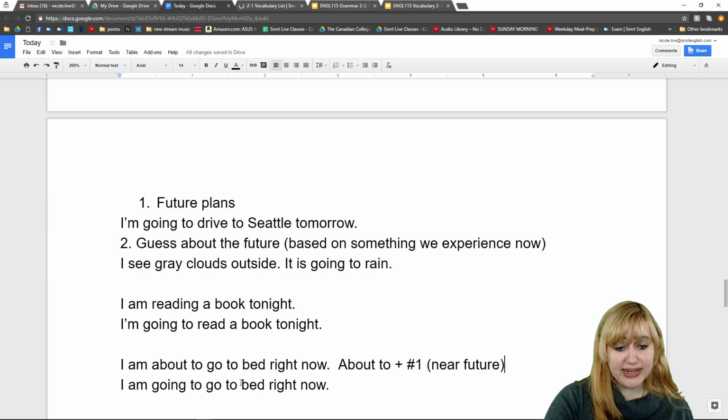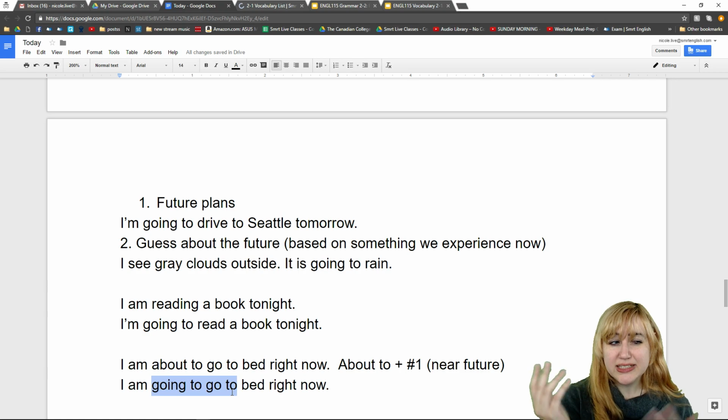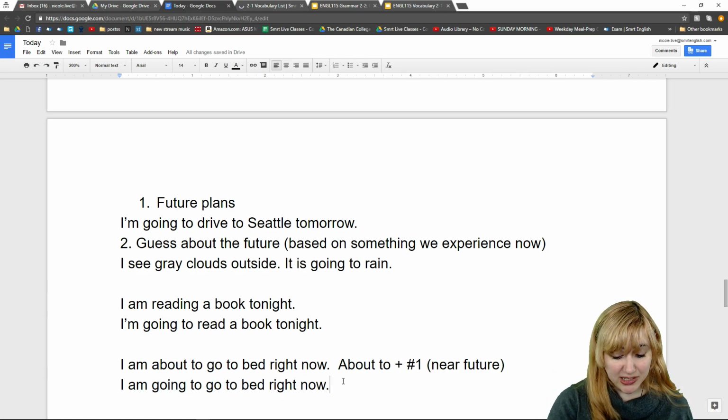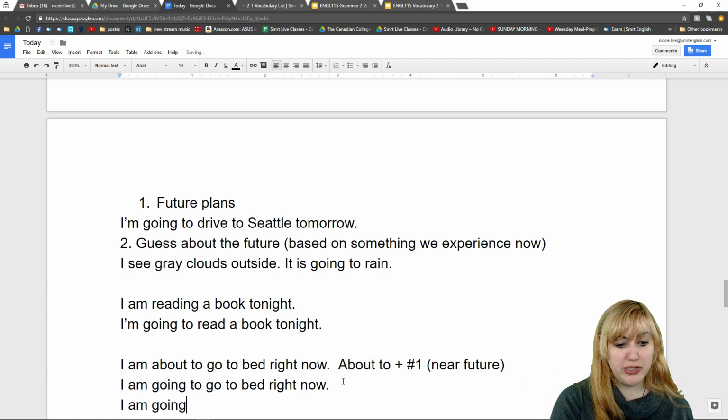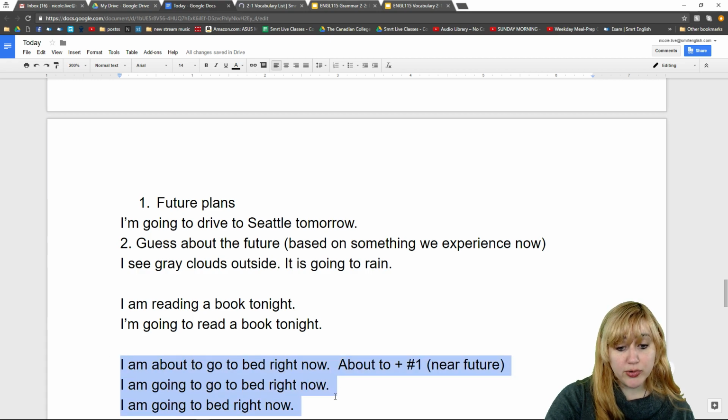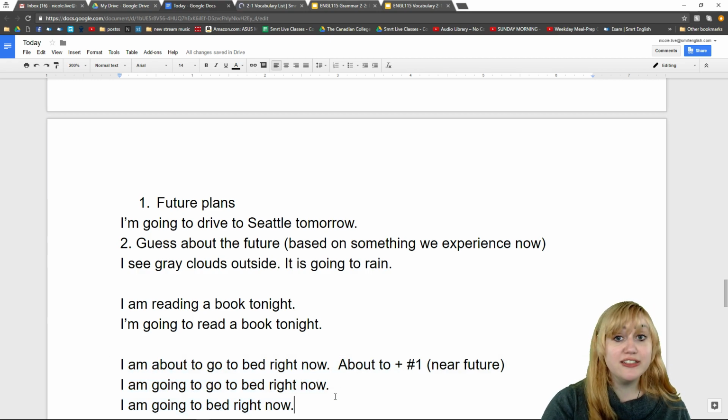The next one is okay too. I'm going to go to bed right now. We don't usually like to say going to go to because we have two goes. So I would actually use present continuous for the future. I would say I am going to bed right now because I don't like to have go and then to and then to. But actually all three of these are just fine. You can say number 1, number 2, or number 3. All right, those are great questions.